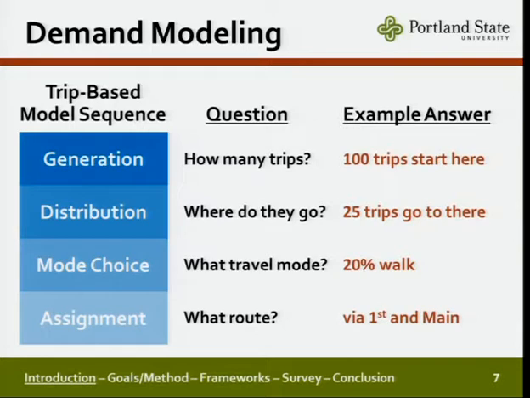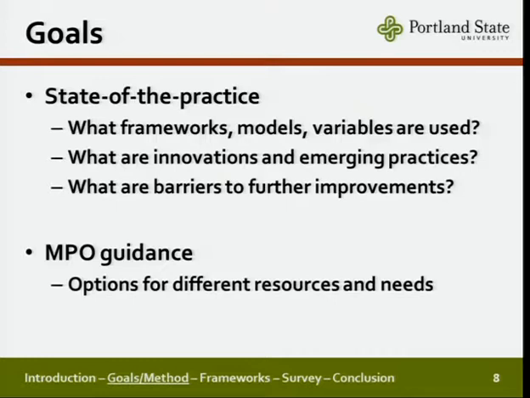Let's say 25 of them head over to Waterfront Park. Next is mode choice, whether people walk, whether they're going to drive, whether they'll take transit, whether they'll ride a skateboard or a Segway. And then finally, assignment. What route or path through the network will they take? Maybe they could go via First and Main. That might be the most efficient for them. And so in the next steps, when I talk about the frameworks, I'll try to classify the models based on how those 4 steps of the model represent pedestrians.